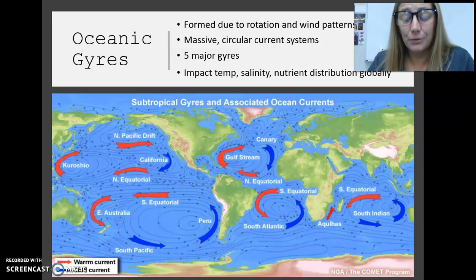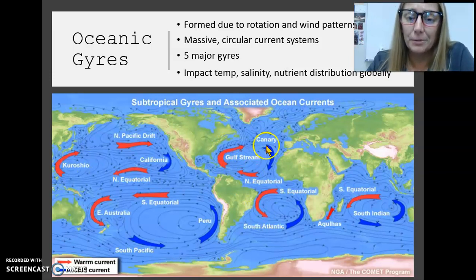These gyres are formed by individual ocean surface currents. And you can see some of the ocean surface currents that are named on here, like we'll choose this one. This is called the North Atlantic Gyre. This one's the South Atlantic Gyre. But the North Atlantic Gyre, on this map at least, has 3 currents involved in it. The North Atlantic Equatorial, the Gulf Stream, and the Canary Current. So notice they're all flowing into each other, making a circular pattern.